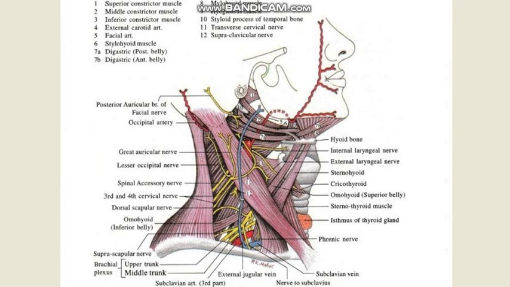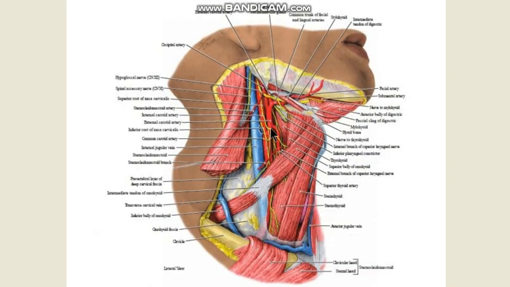Now another thing is that at the beginning of the external and internal carotid arteries, at the bifurcation of the common carotid artery, you have a swelling, the carotid sinus, and a small micro organ, the carotid body.